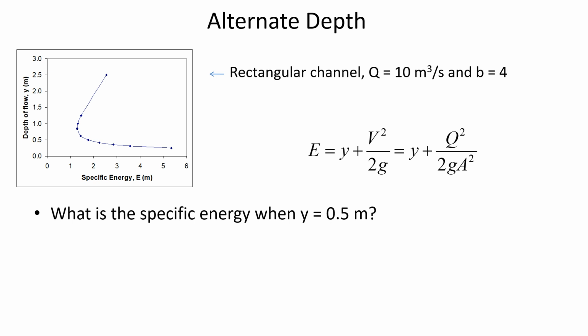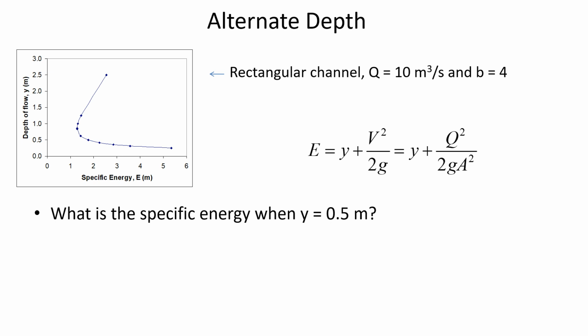Well, we're going to calculate that with this formula for E. E, the specific energy, is the depth plus Q squared divided by 2gA squared. So the specific energy is 0.5 meters plus the flow rate squared, so 10 cubic meters per second squared, divided by 2g. And now for the area, this is a channel that's 4 meters wide and has a depth of 0.5. So I'll just put those dimensions in here: 4 meters in width multiplied by 0.5 meters in depth, and all of that quantity is squared.